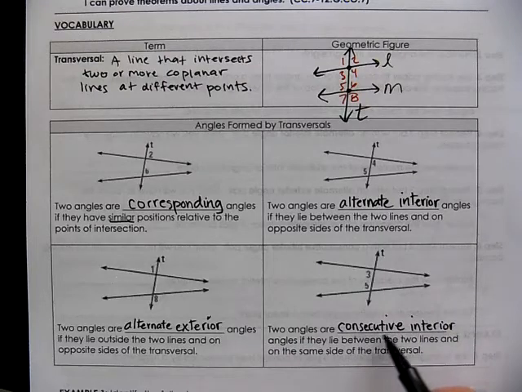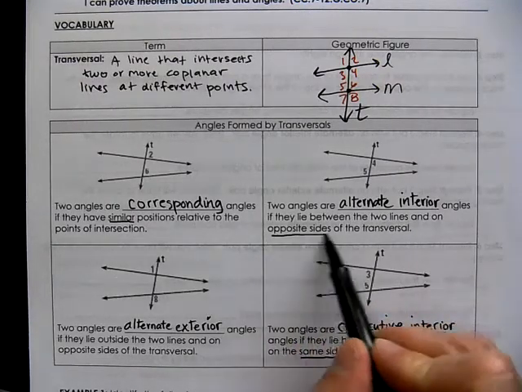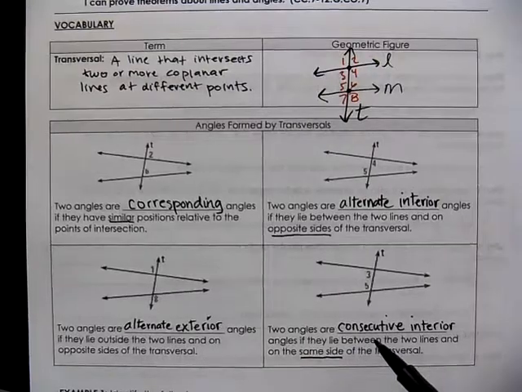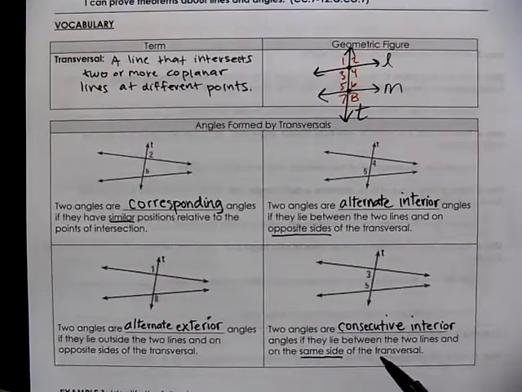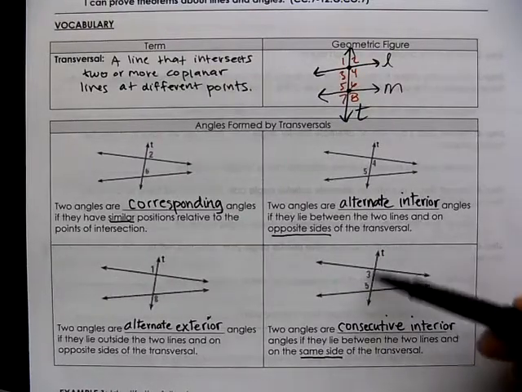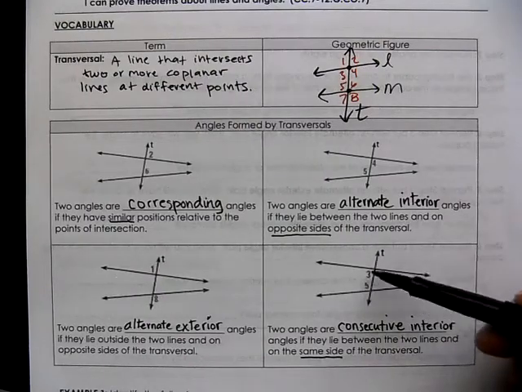Two angles are consecutive interior angles if they lie between the two lines and on the same side of the transversal. So this is the same side, and above, that's the opposite side is where they lie. So when we're using consecutive in math, what we mean is one after the other. Think, for example, of your counting numbers. 1, 2, 3, 4, 5, 6, 7, 8, 9, 10 are consecutive numbers.